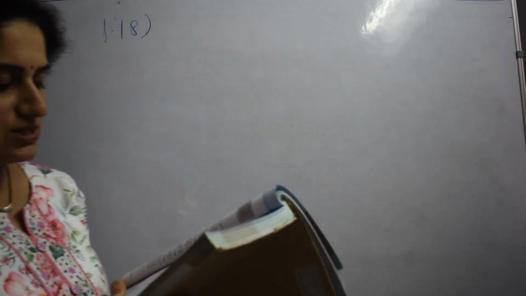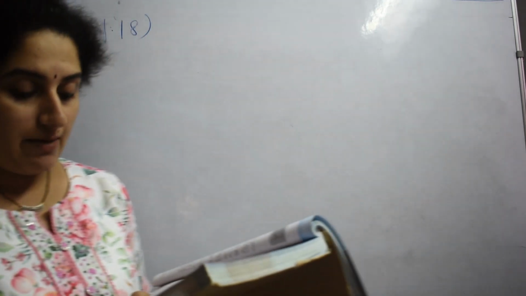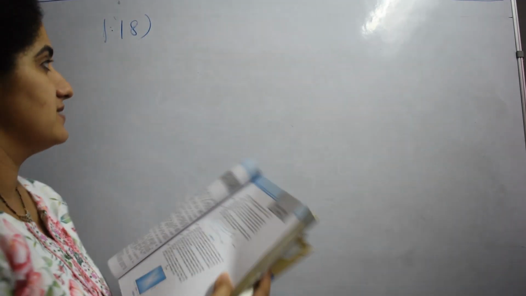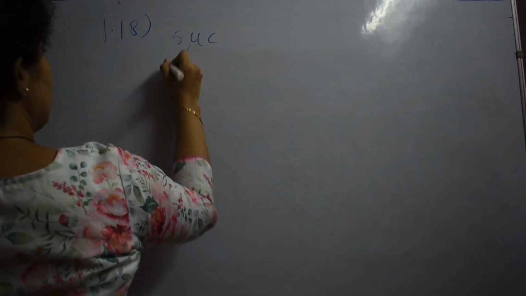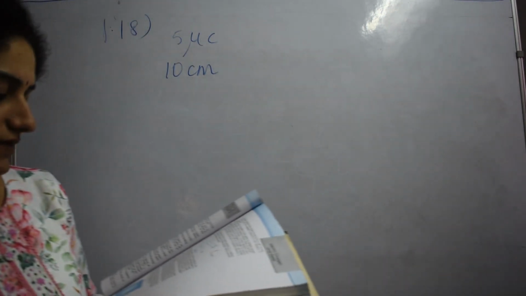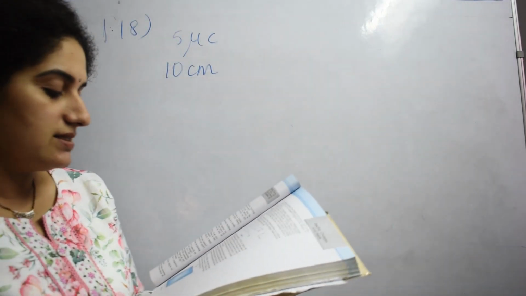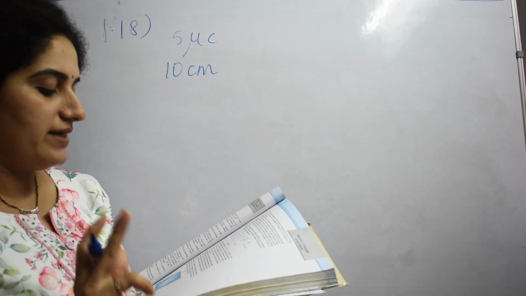So the question is like this: a point charge plus 10 microcoulomb is at a distance 5 cm directly above the center of a square of side 10 cm. The figure is given in your textbook. What is the magnitude of electric flux through the square? Hint is given, that is, think of the square as one face of a cube with edge 10 centimeters.